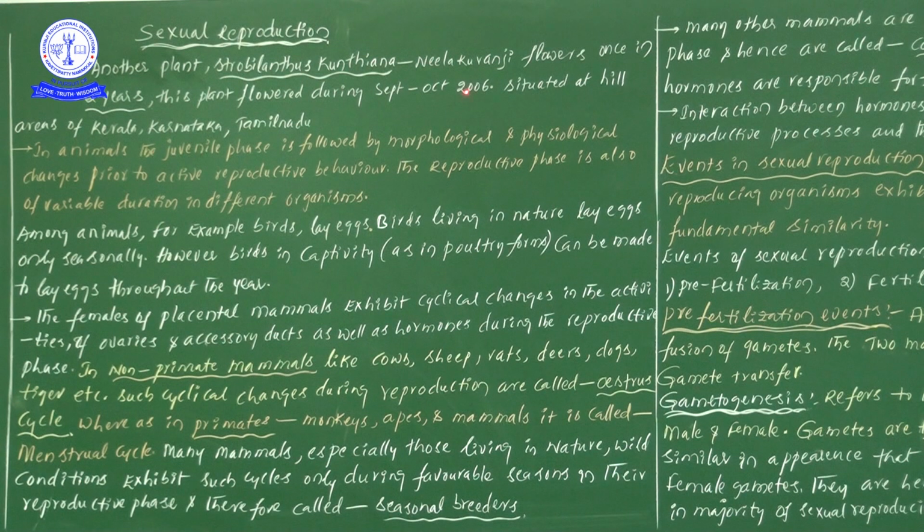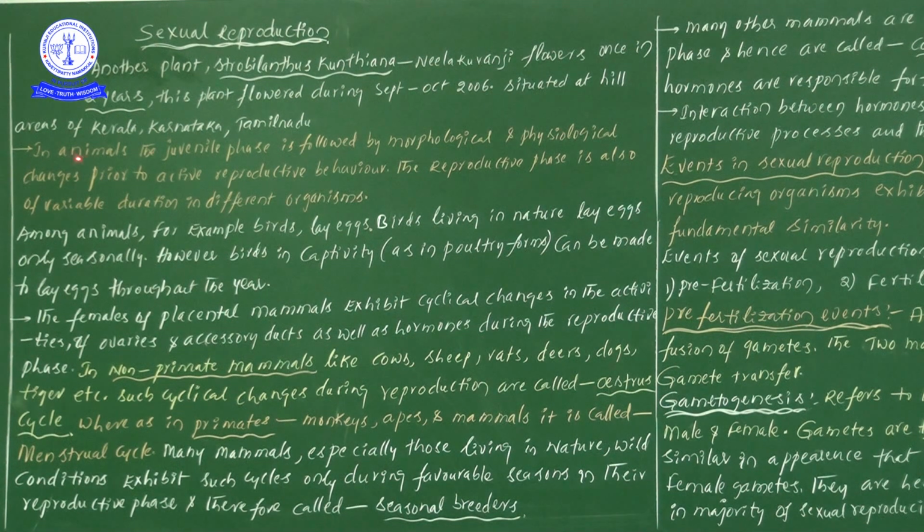September to October months, definitely we can see the formation of flowers. Once in every 12 years, previous time we have seen in 2006. The distribution we can see is in Kerala, Karnataka and Tamil Nadu. So definitely we can see the distribution or the presence of these Strobilanthus kunthiana plants.